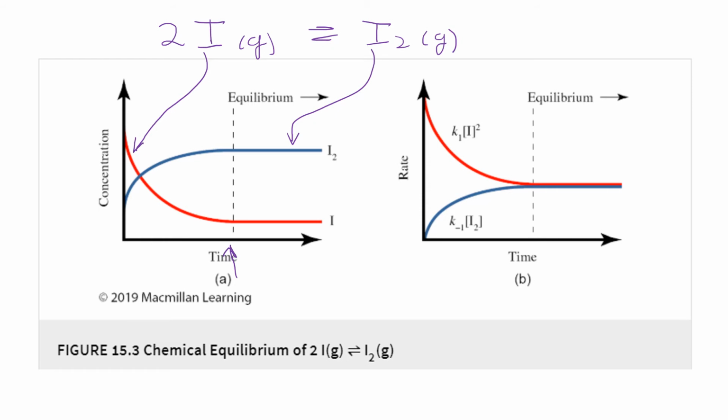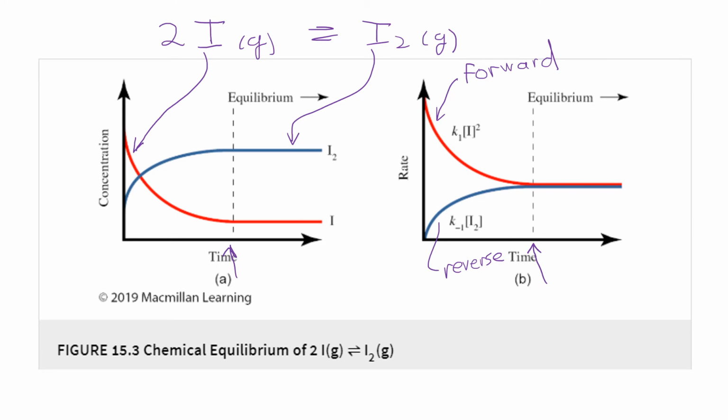If we look at the rate graph, the top line, the red one, is the rate of the forward reaction, and the bottom one is the rate of the reverse reaction. And again, at that time that's marked with the dotted line, we are hitting equilibrium.